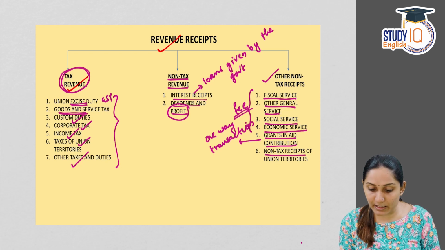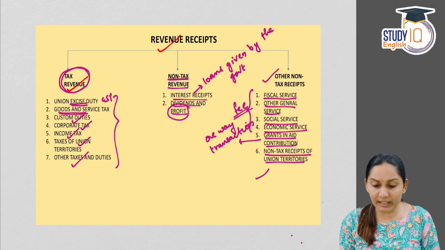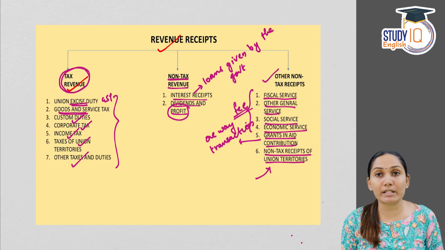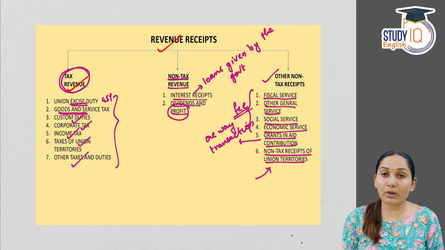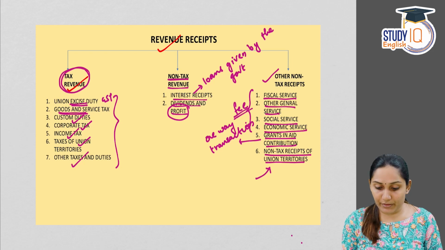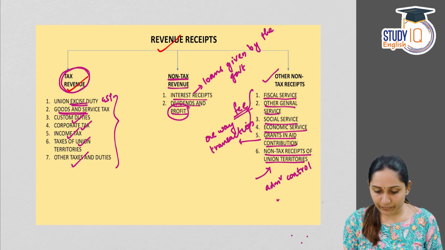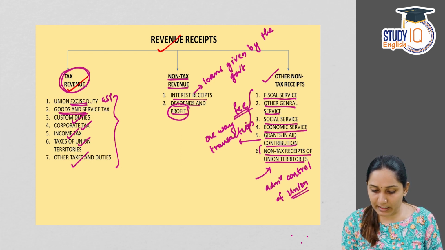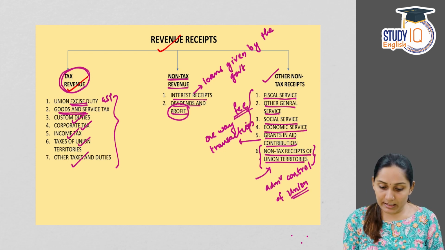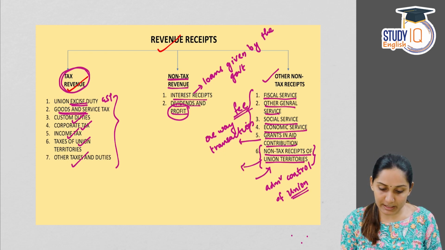Next is non-tax receipts of union territories. Why union territories? Because union territories come under the administrative control of the central government, except the union territories of Puducherry and Delhi. So all other union territories other than Puducherry and Delhi come under the administrative control of the union government. That's why the non-tax receipts of the union territories also belong to the union and are shown in the union budget.